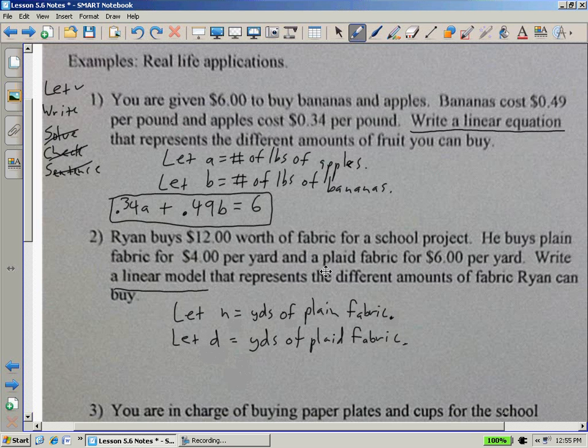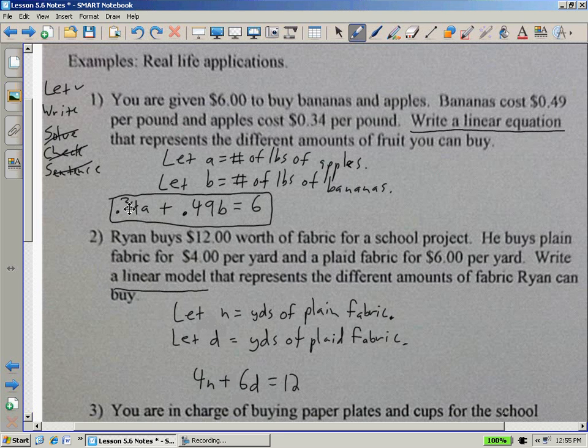Okay. Now they say that they have plain fabric for $4, so $4 times the plain fabric, which is N. We also have plaid fabric for $6 a yard, and that equals $12.